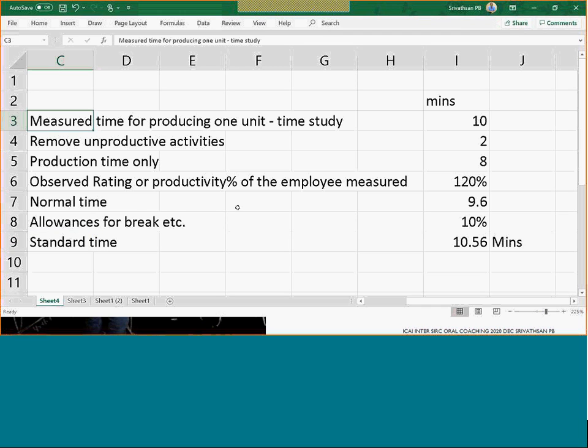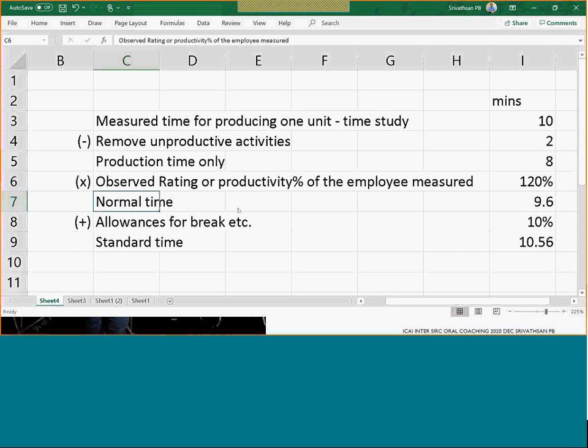Standard time. So you measure the time, remove unproductive activities, and then get production time, apply observed rating, multiply by the observed rating, you get the normal time, add allowances and breaks, you get standard time per unit. This is the time you have to use for your standard costing or your capacity planning, everything.